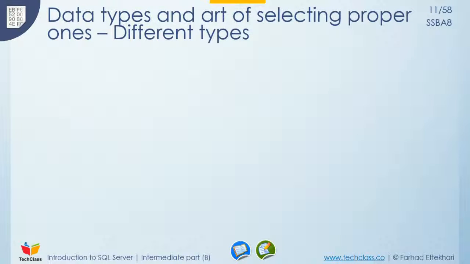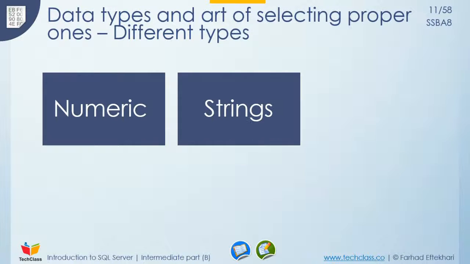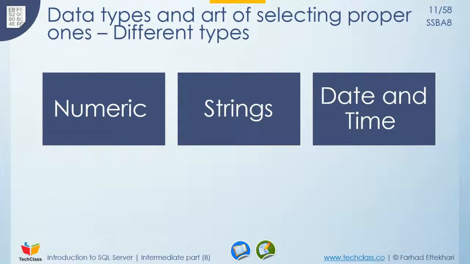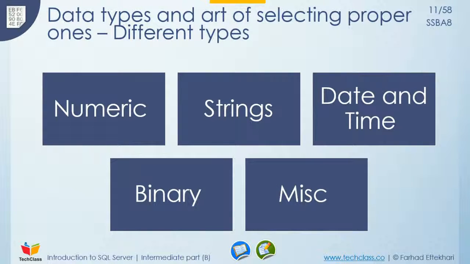And let's see what types of data types we have in SQL Server to use. First, there are numeric data types, and then we have string data types, date and time data types, binary, and finally the other ones that got left, which we cannot put in any of these categories, so they have a category of their own.